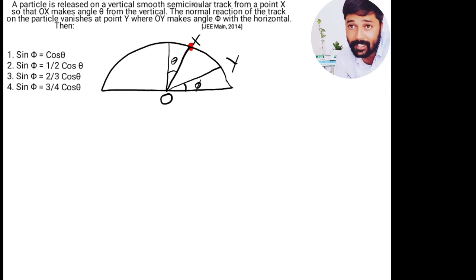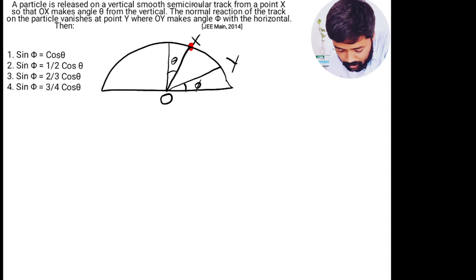But when the particle is released from point X, as it reaches Y, according to the question, the normal reaction vanishes. It means at point Y, the normal reaction is 0. The angle OY is making an angle phi with the horizontal. Now you need to find the relation. Okay, these are the options. Four options are given in the mains exam.